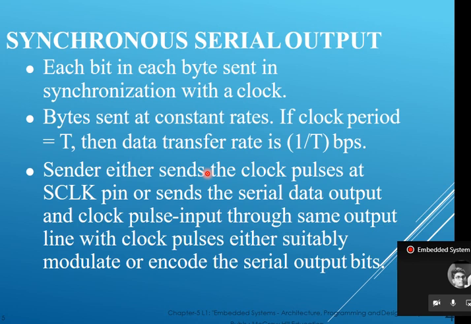So here, how to calculate the time period. Based upon the clock pulse period t, the speed will be calculated as 1 by t bits per second. How many bits am I transferring in 1 second?